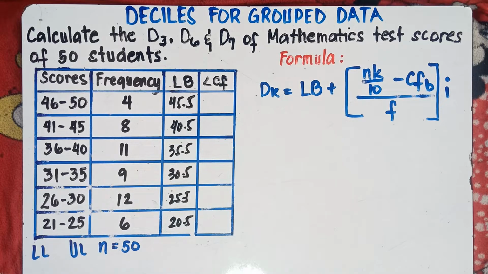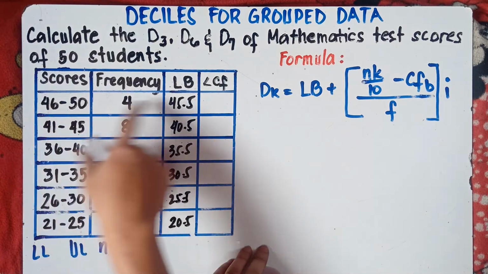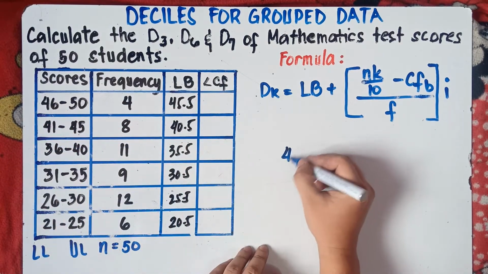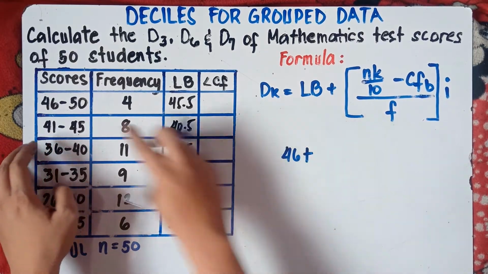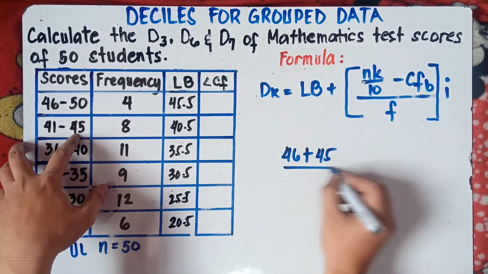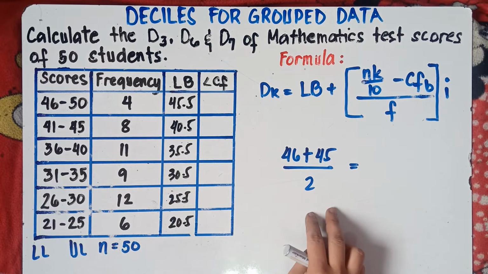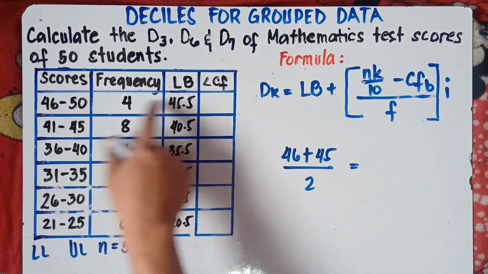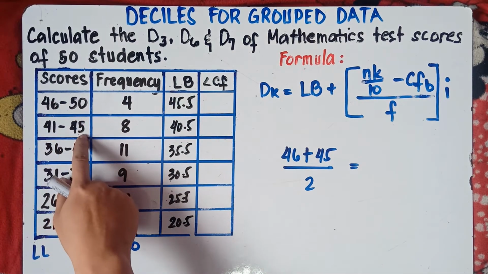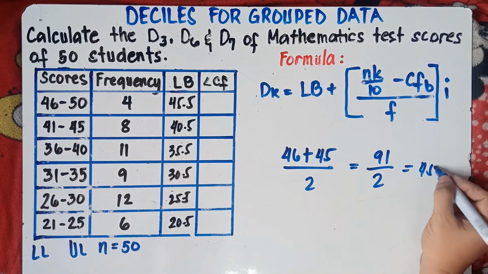But actually, class, this will be the formula to get the lower boundary: the lowest score in this particular row, that would be 46, plus the highest score in the previous row, so 46 plus 45, then you divide it by 2. That's actually the formula, class, in getting the lower boundary. But once again, it will take time if you do it this way. So 46 plus 45 would be 91. Divide by 2, that would be 45.5.